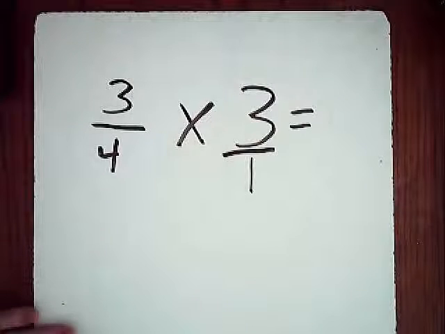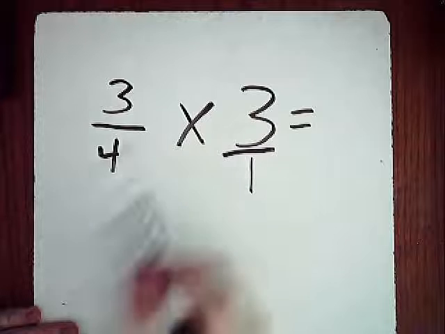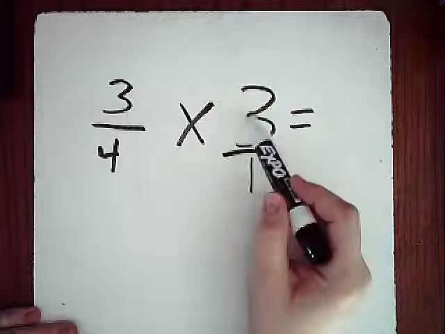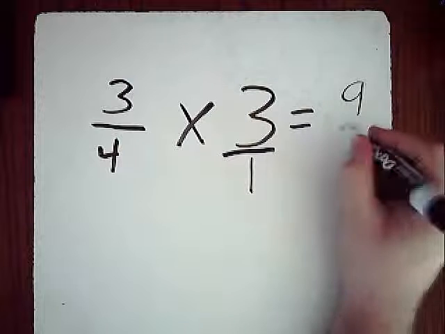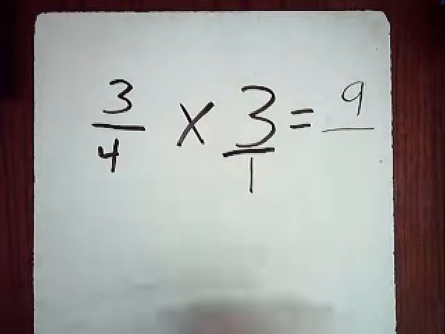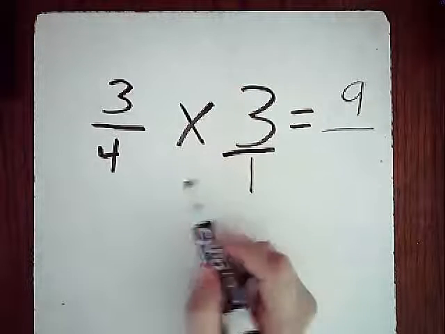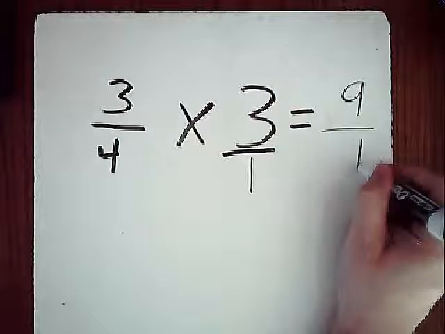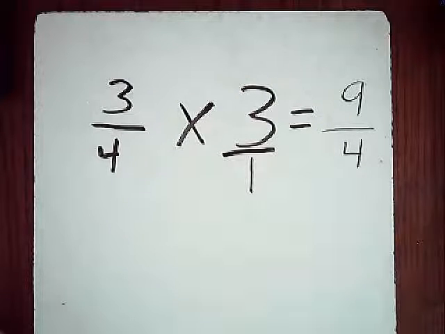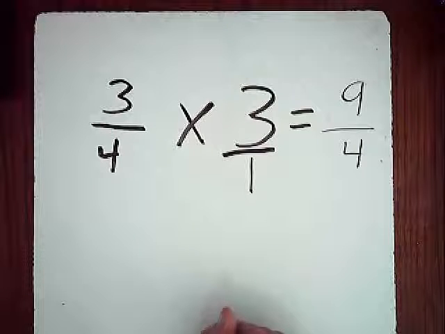When we look at a problem this way, we can think of multiplying straight across. We say 3 times 3 gives us 9, and our denominator we can still multiply across because 4 times 1 would give us 4, which is not causing us to change our denominator. This is a very quick and easy way to solve these problems.